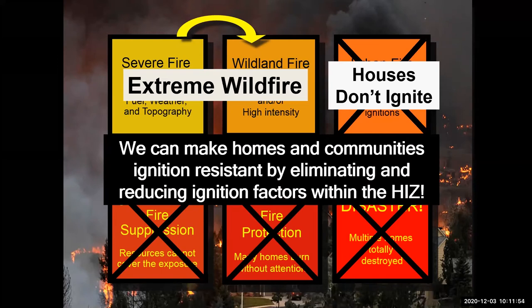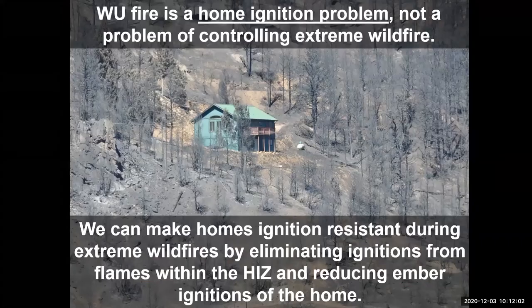So we can make homes and communities ignition resistant by eliminating and reducing ignition factors within the home ignition zone. Wildland urban fire is a home ignition problem, not a controlling extreme wildfire. And that becomes a practical definition of wildland urban fire because we have choices over it being a home ignition problem, where we have no choice over controlling the extreme wildfire. We can make homes ignition resistant during extreme wildfires by eliminating ignitions from flames within the home ignition zone and reducing ember ignitions of the home.